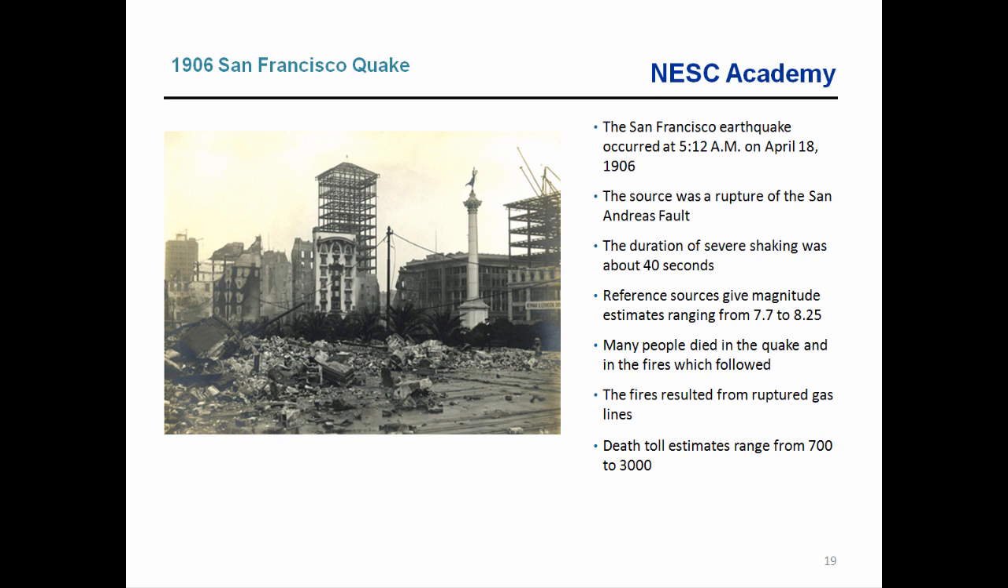This occurred at 5:12 a.m. on April 18th, 1906, and the source was a rupture of the San Andreas Fault. The severe shaking duration was about 40 seconds. Now, anytime you hear about earthquake magnitudes or Richter magnitudes, it turns out there's a variety of different magnitudes that seismologists use. So if you look in different reference books, you'll see estimates ranging from 7.7 to 8.25 for the earthquake magnitude. Well, that could be due in part to the fact that different magnitude metrics are used.